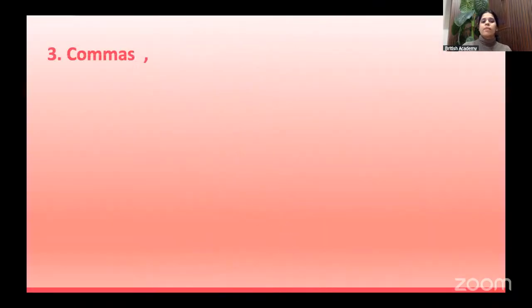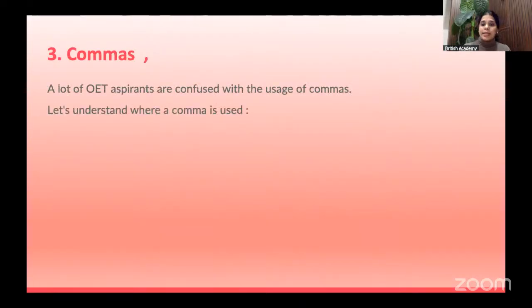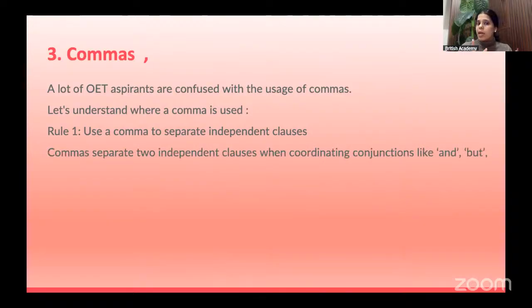Moving ahead, commas. Here also there is a lot of confusion with the usage of commas. Let's understand where a comma is used. You need to use a comma to separate independent clauses. What do I mean by independent clauses? An independent clause means a sentence which can stand on its own. For example, if I tell you that the patient received medication, this sentence is complete, it can stand on its own. It does not require any additional information. So this is called an independent clause.